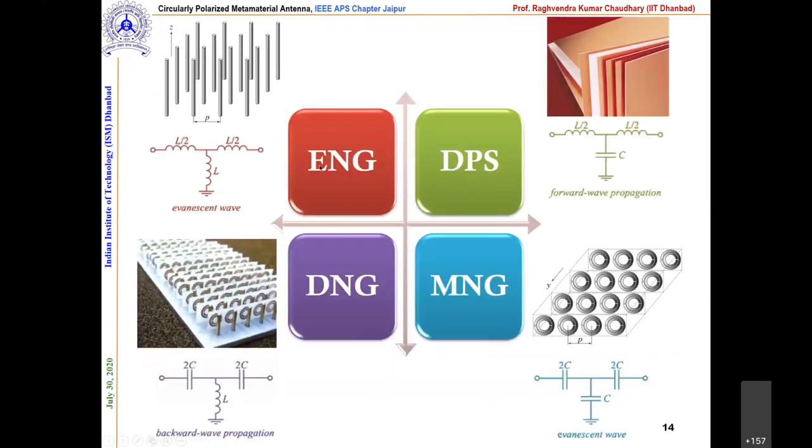So we can divide into four quadrants. The system is like the DPS, double positive material, epsilon negative, double negative, and mu negative material. Correct. So these are some of the photographs of the common structures, by which we can derive all those things. But our idea, as antenna engineers, what we are doing in the lab, is that we are highly interested in the equivalent circuit, and we try to satisfy the CRLH property, and finally we are utilizing it in the antennas, correct.